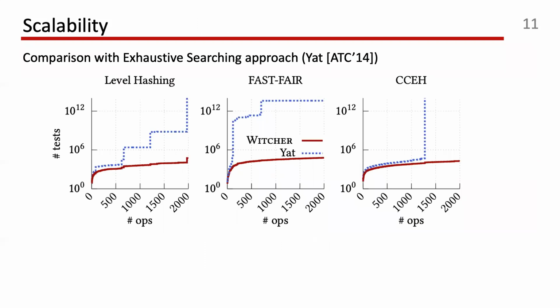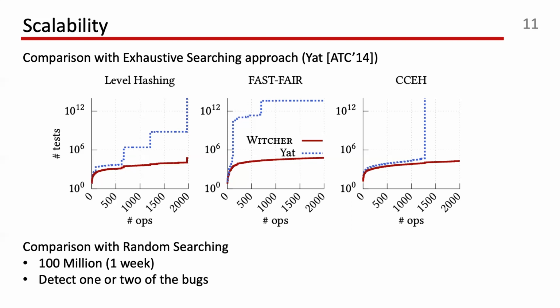We also evaluated how effectively Witcher can prune the test space and thus improve scalability. First, we compared the number of tested crash states between our tool and the exhaustive searching approach YAT from ATC14. We used the same trace with 2,000 random operations. As shown in the figure, the test space of YAT is several orders of magnitude larger than our tool. We only test when there is a crash condition violation, significantly reducing the test space, yet detecting many bugs.